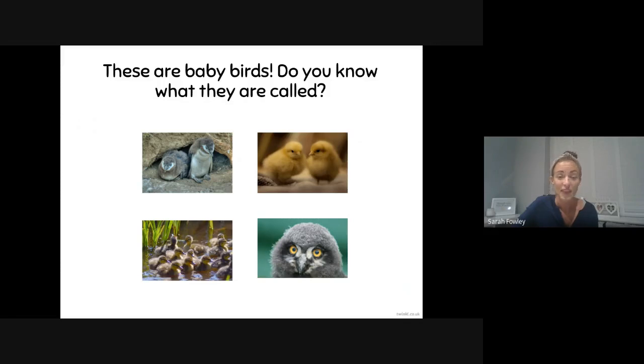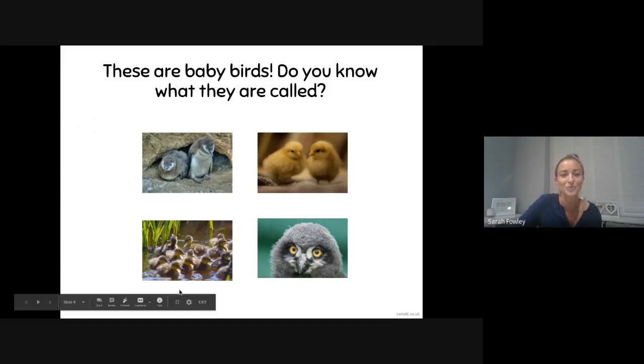They're called ducklings. So the word's not too different. Ooh, it's almost like I've added a suffix onto that word. So those are called baby ducklings. And here we have a baby owl.